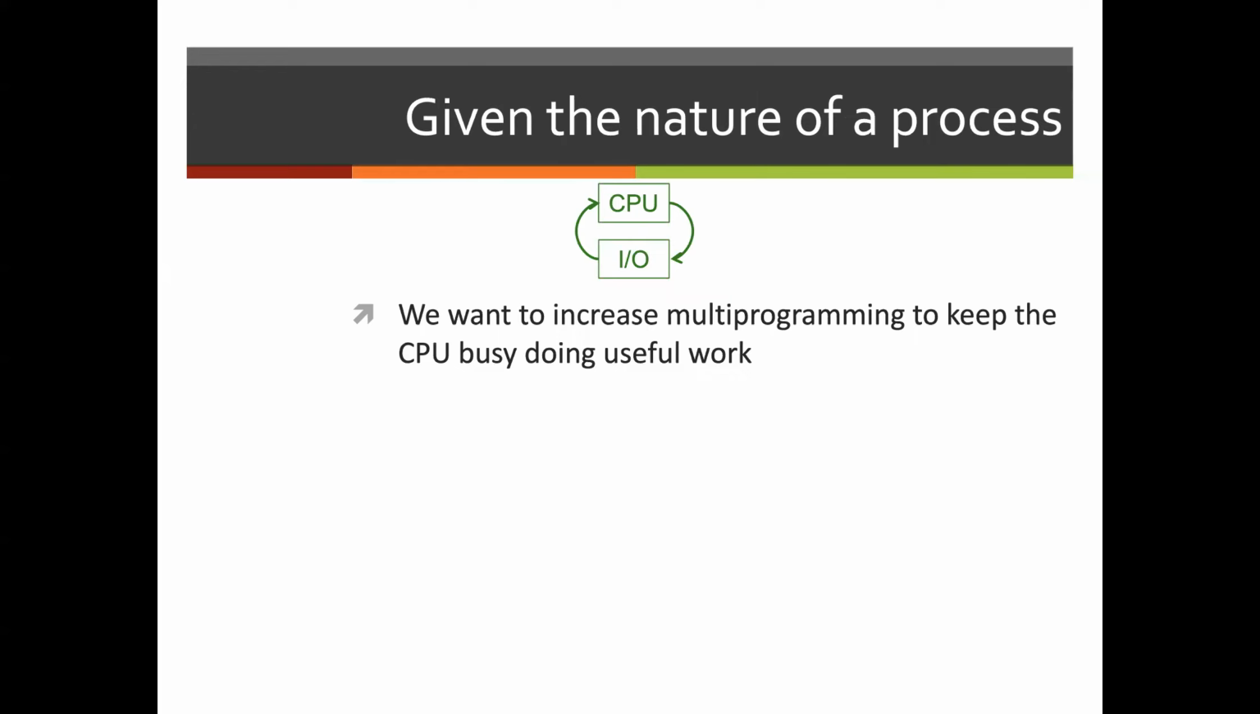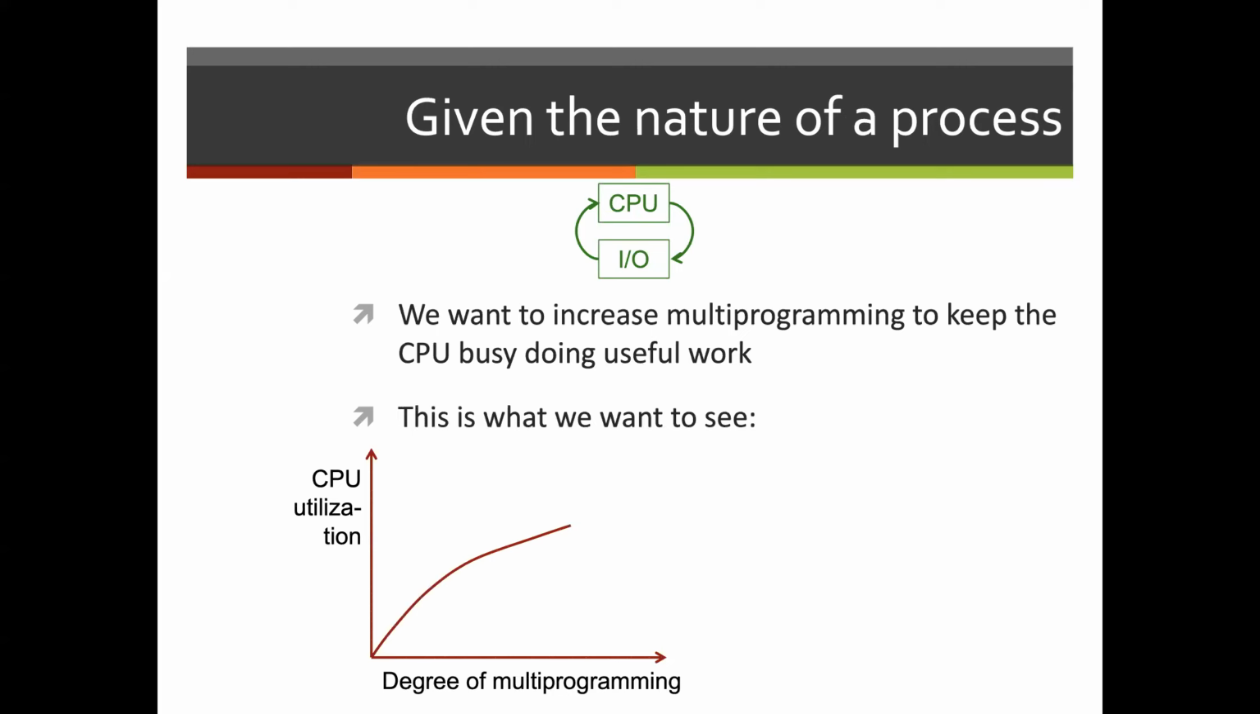So you want to consider the nature of a process, and that there's going to be a trade-off in terms of bursts between CPU activity as well as IO activity. With this in mind, we want to be sure to increase multi-programming so that we're able to keep the CPU busy in order to complete useful work. When we think about CPU utilization, if we're able to increase our degree of multi-programming, this is going to result in higher utilization.